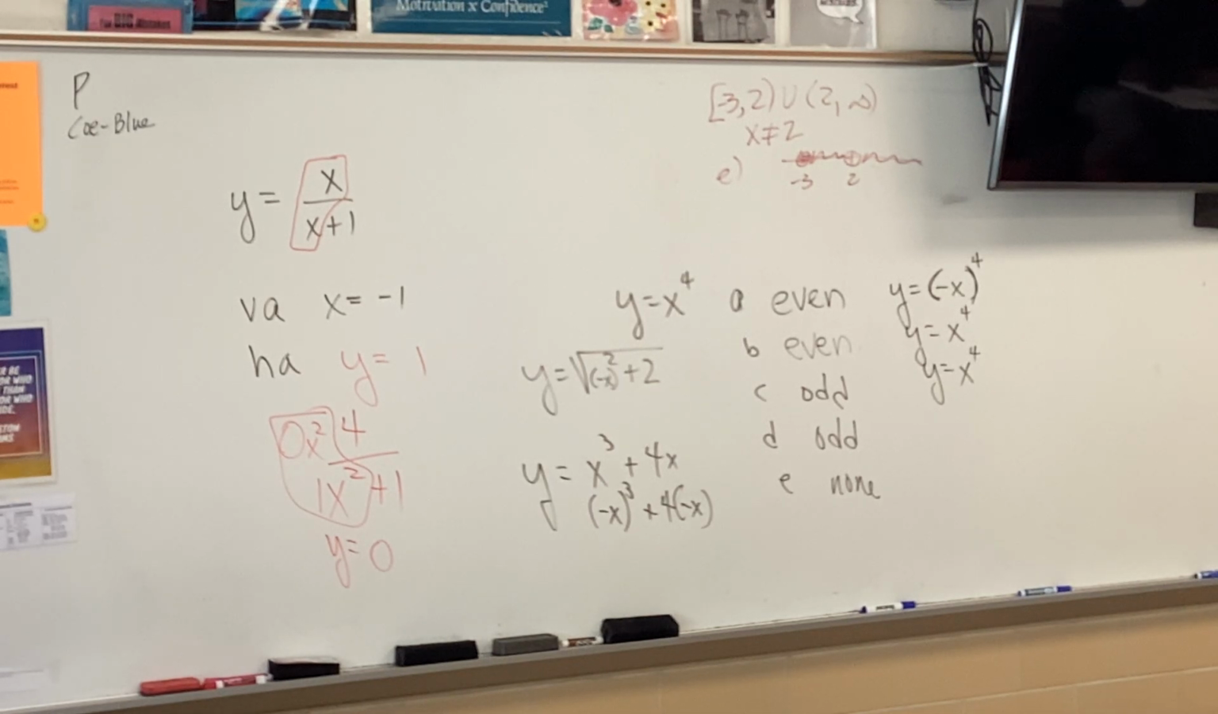Good, Jimmy's right. Horizontal is y equals 1. x squared over x squared, 1.